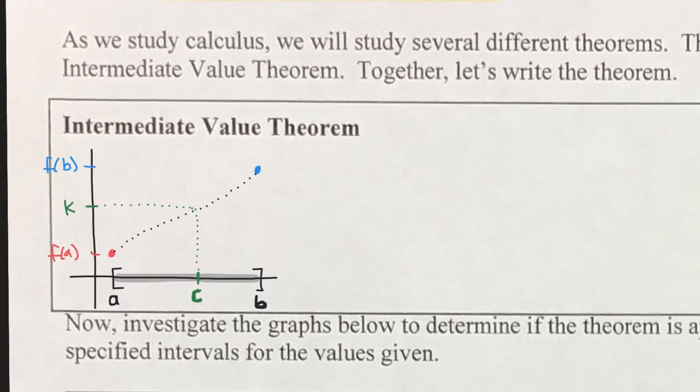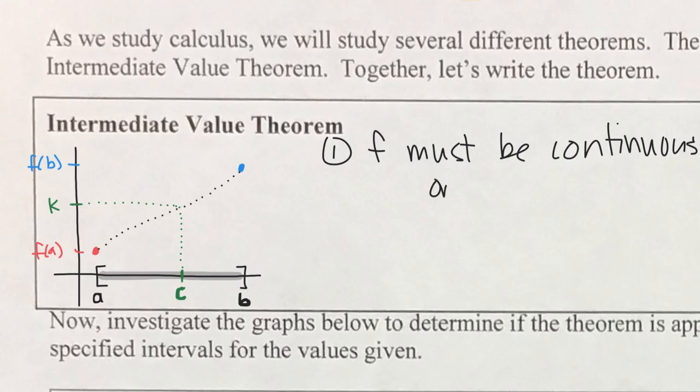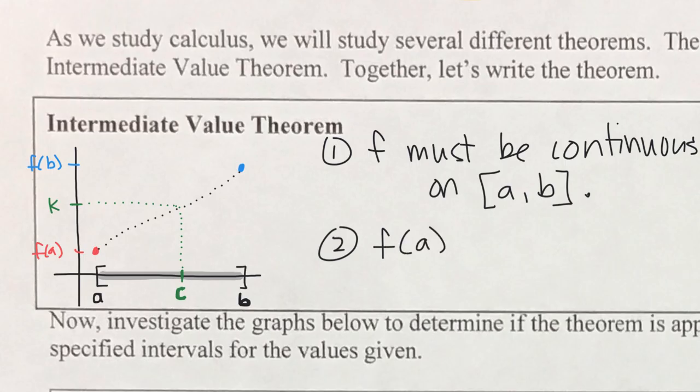First of all, number one, f has to be continuous: no gaps, no asymptotes, no jumps on your closed interval. And number two, your endpoints aren't the same. We'll just write f of a not equal to f of b, because it really doesn't matter which one is above the other one. Over here in my example, f of a could have been up here and f of b down there. It could have been a decreasing function.